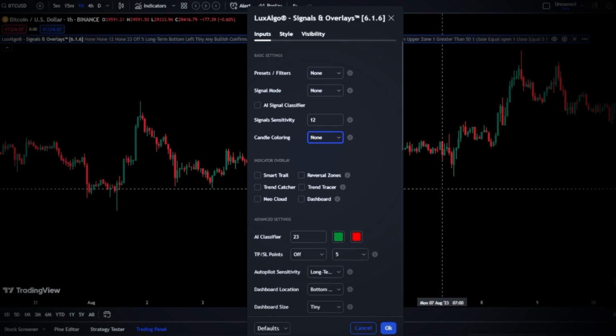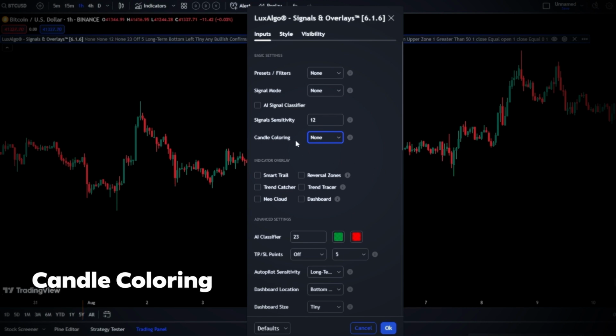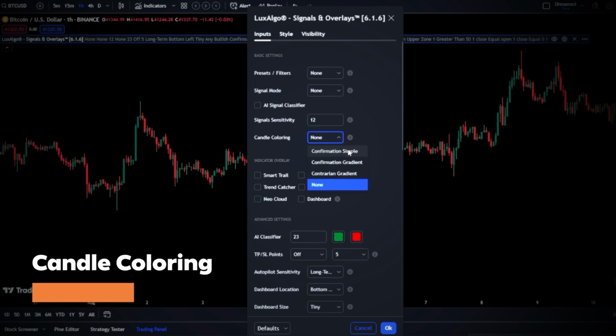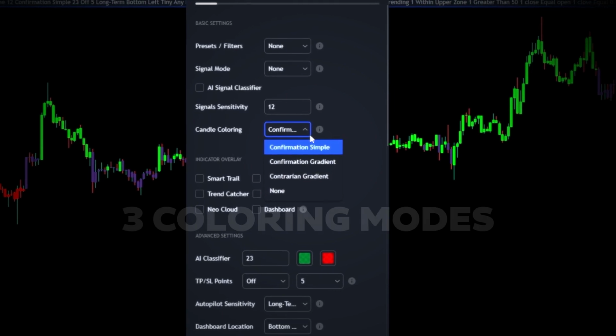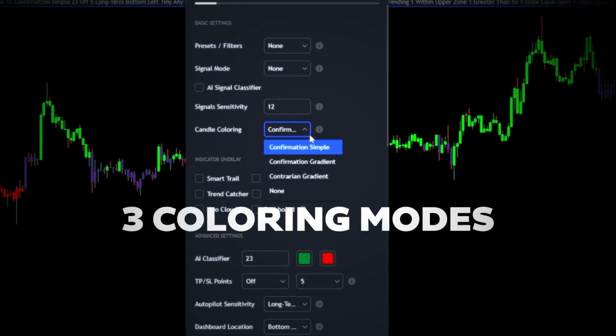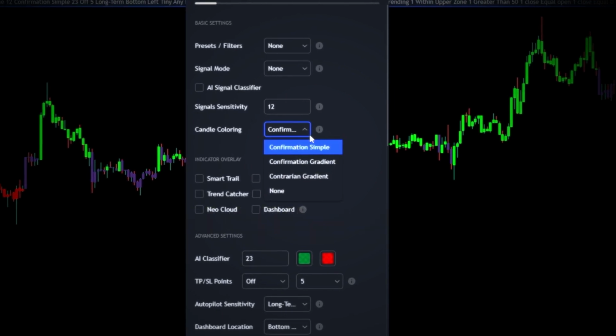Another pioneering feature that LuxAlgo has in this indicator is the candle coloring. This feature allows the user to change the body color of the candles when using candlestick or bar charts. Three coloring modes are also available: Confirmation Simple being the default one, and Confirmation Gradient and Contrarian Gradient are also available.